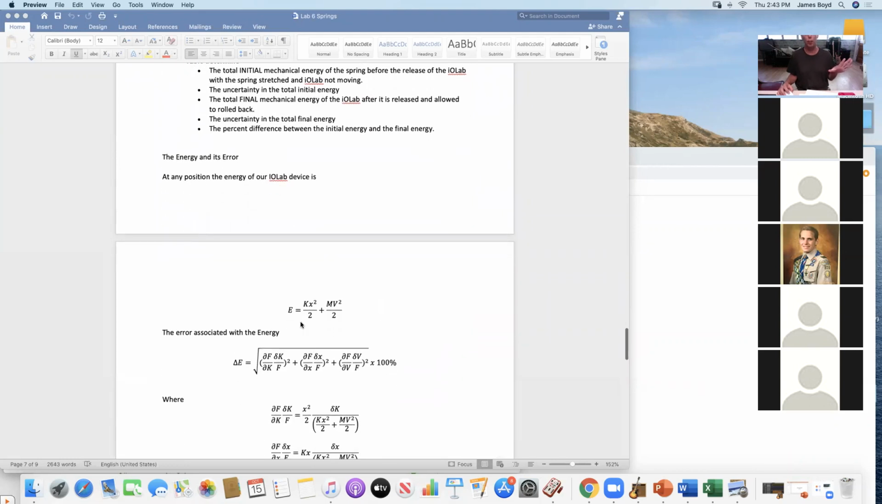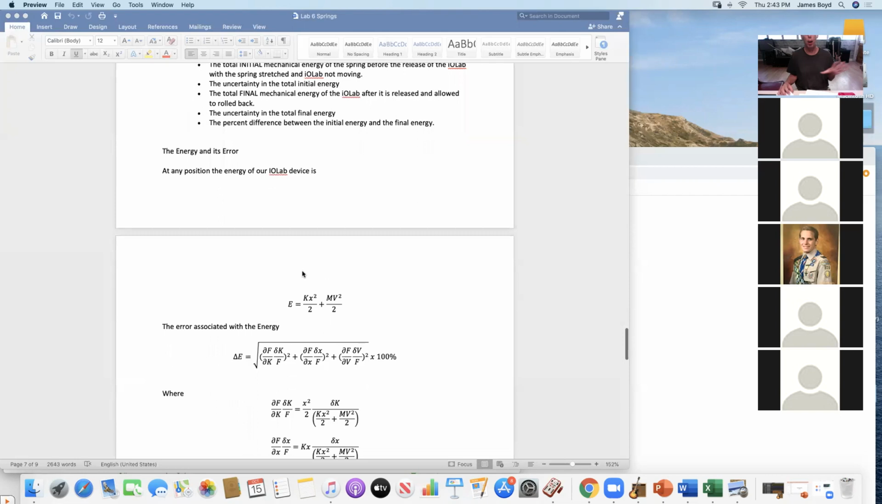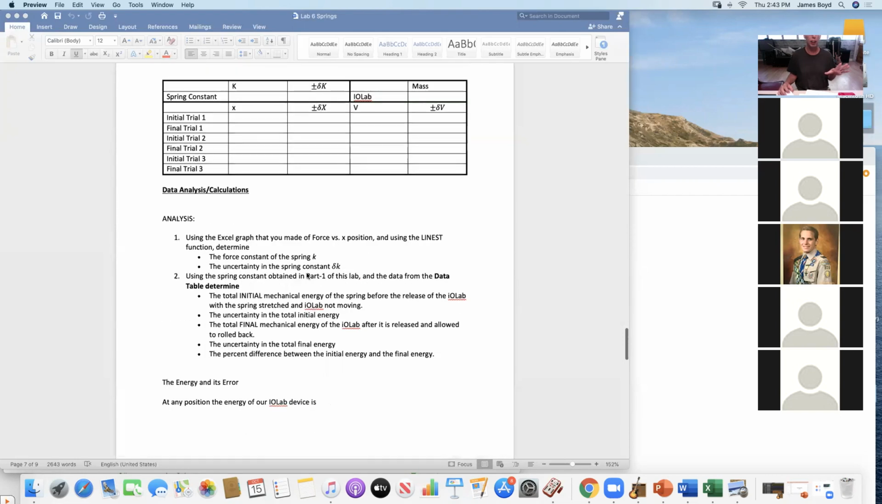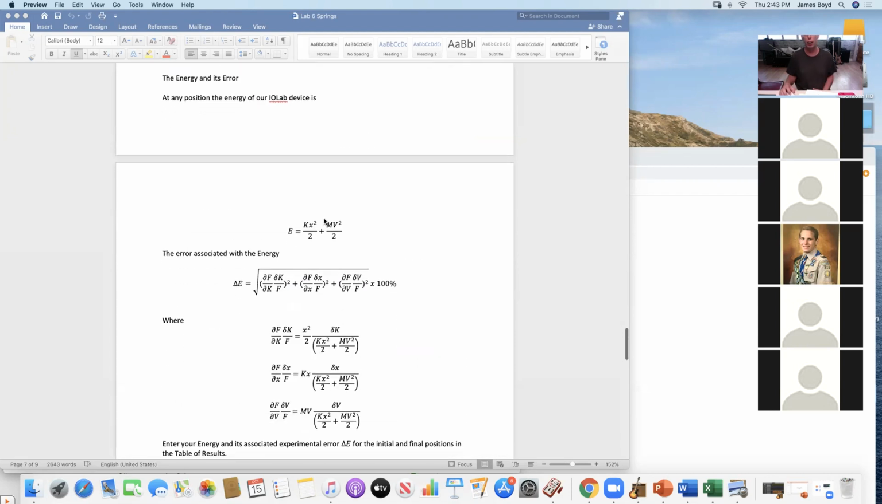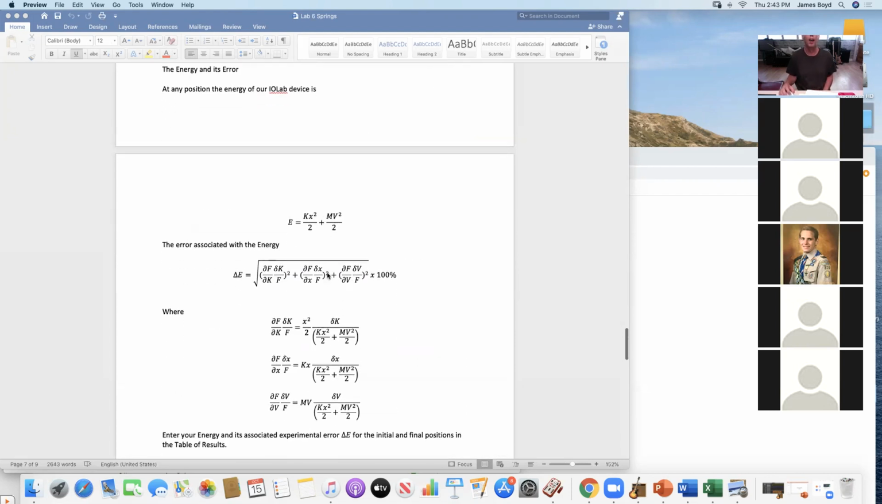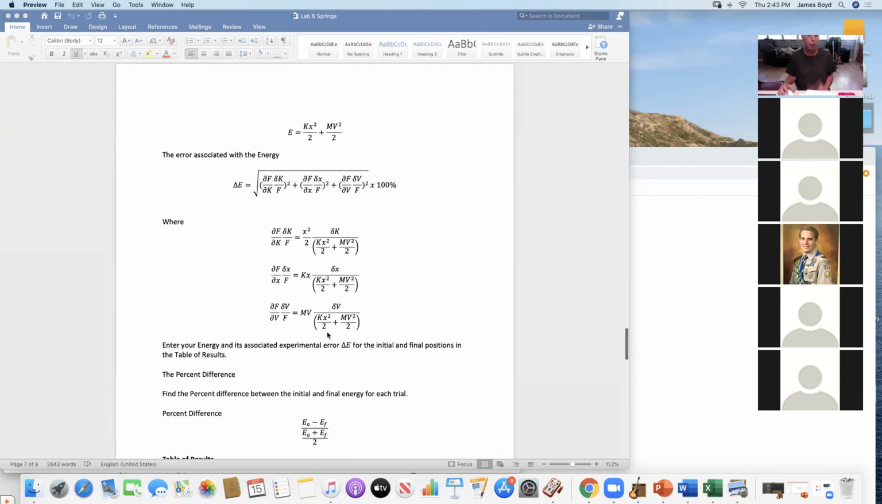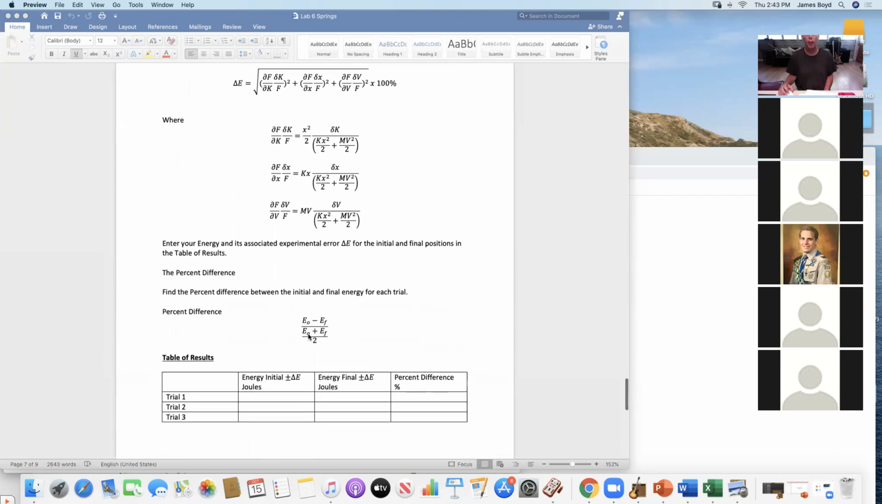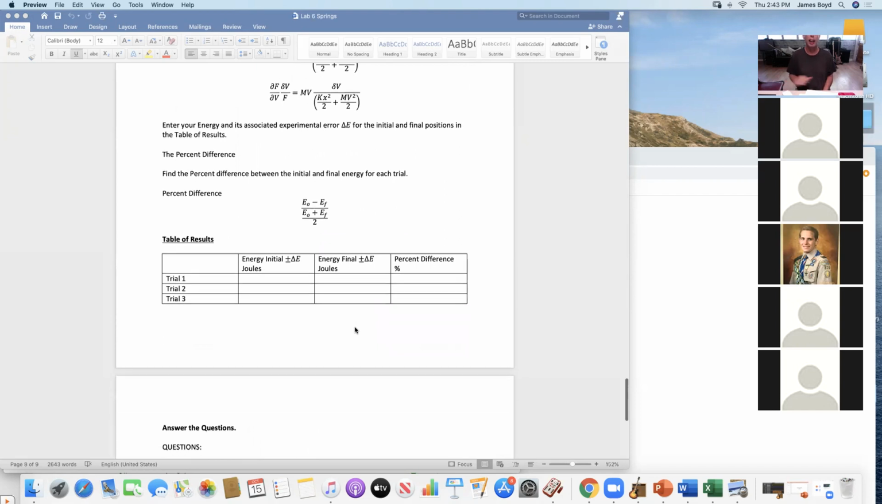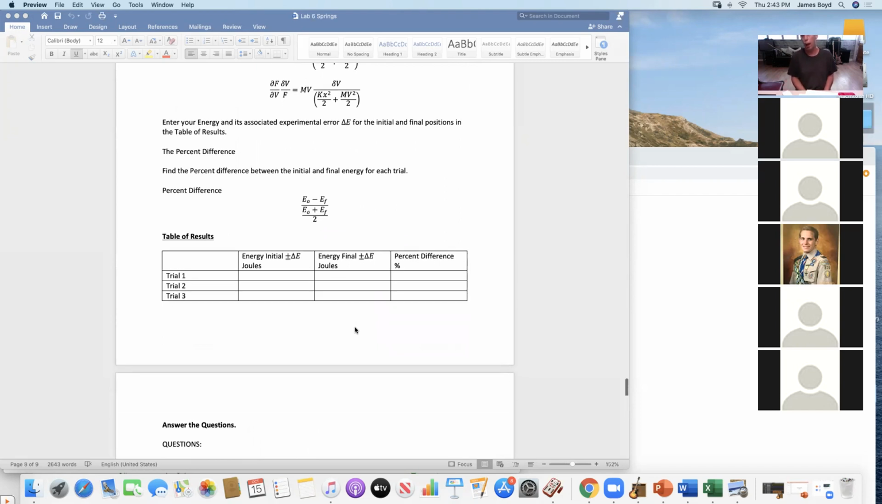For each of these, for trial 1 initial and trial 1 final, I want you to compute the mechanical energy. I want you to compute this term. Then give me the error associated with that energy. Each of these terms is given to you here, as always. And then I want you to compute the difference between the final and the initial energy.